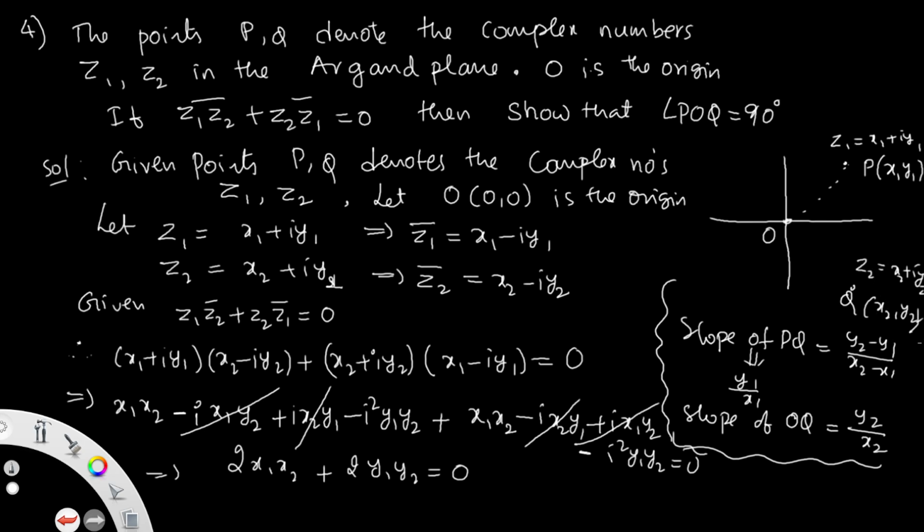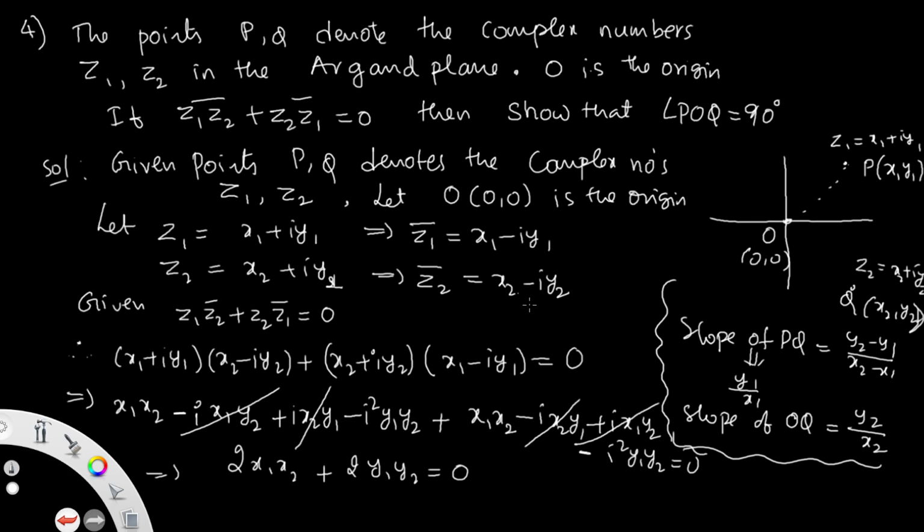So we must find the slope of OP, using the formula, you get y1 by x1. Similarly, slope of OQ is nothing but y2 by x2, since O is the origin 0 comma 0, so this slope is already over. Next, go to the given condition z1 and z2 bar. Let z1 equal to x1 plus i y1, then z1 bar is x1 minus i y1, and z2 is x2 plus i y2. z2 bar is nothing but its conjugate, replacing the plus with minus.